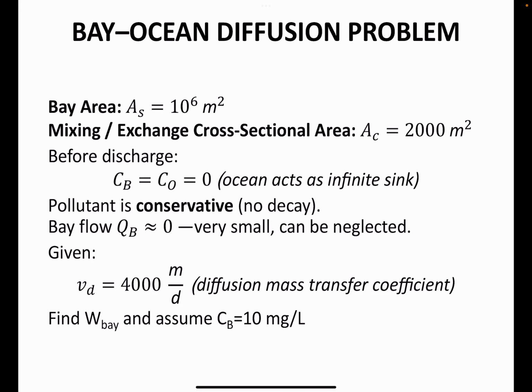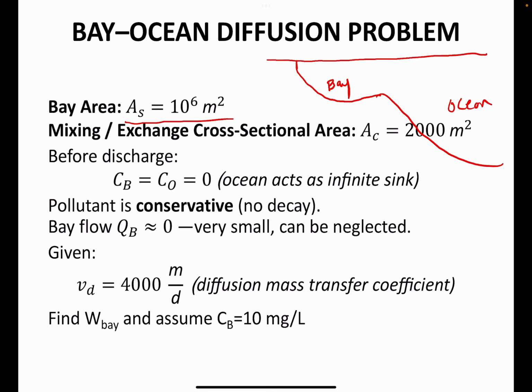Let's look at the last example, the bay to ocean diffusion problem. The bay area is 10 to the 6 square meters. If you want to look at this example, let me draw it for you. Let's say that we have the bay, and we are looking sideways. This is the sea surface. This is the bay. And this is the ocean.